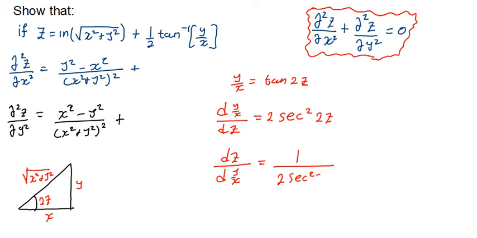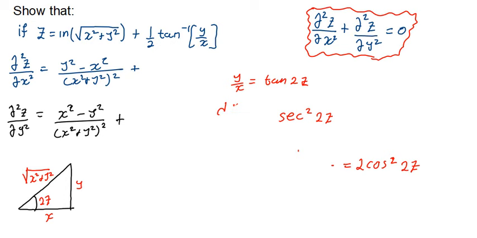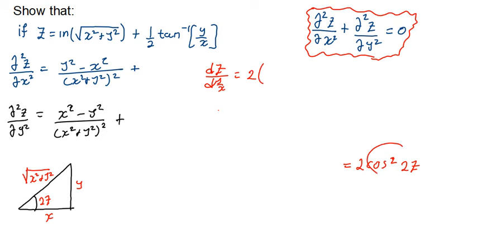But we know from identities that cos theta is equal to 1 over sec theta. So I'm going to write this as 2 cos squared 2z. So dz over d(y over x) is equal to open bracket, cos 2z to the second, which gives 2.